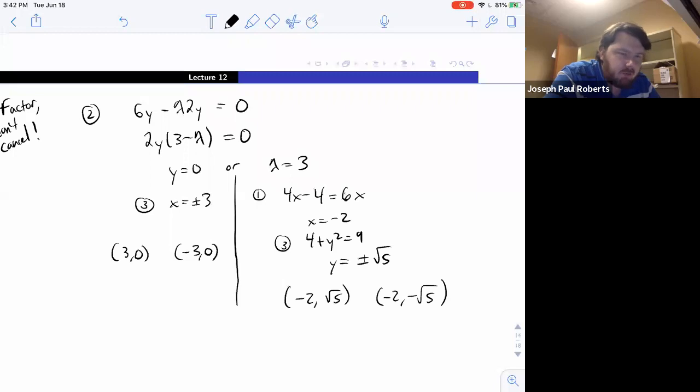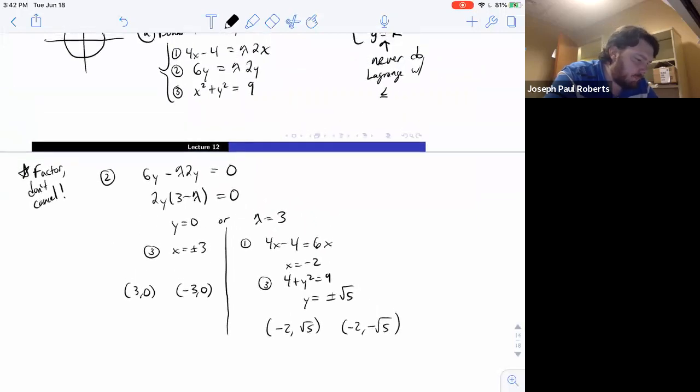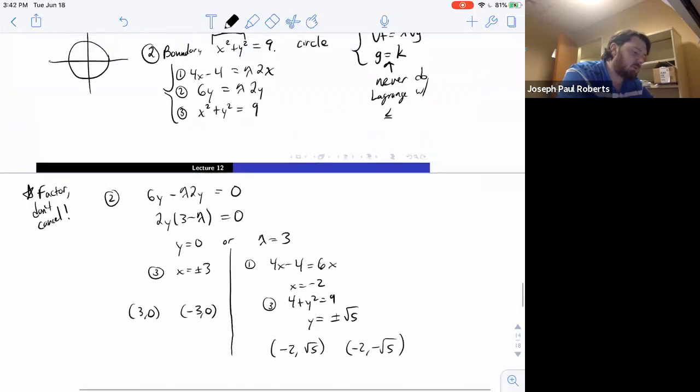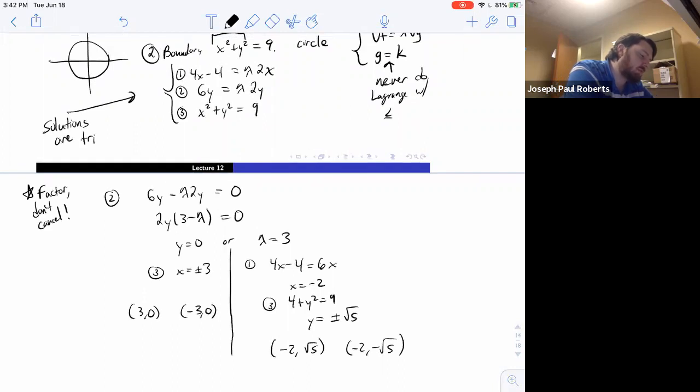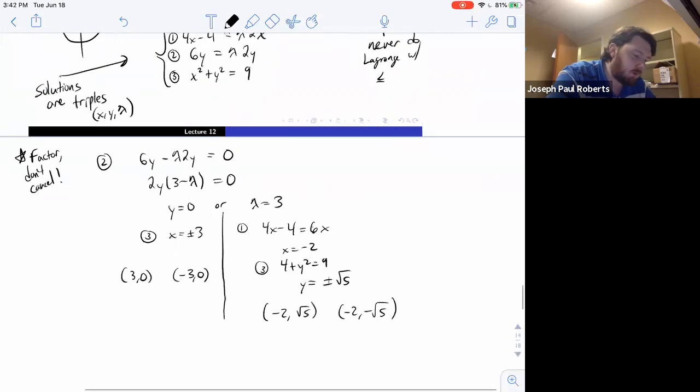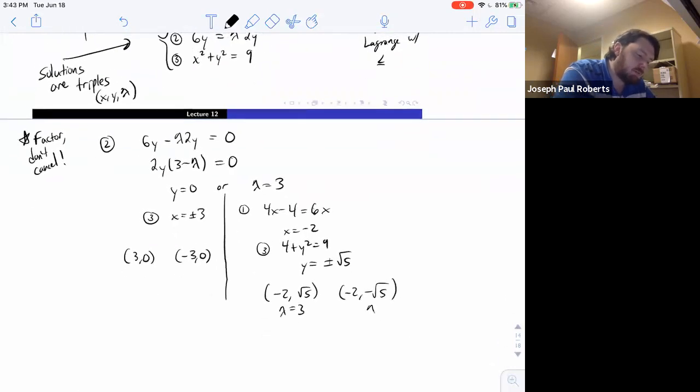And so you might be wondering, okay, why did I, once I got y is 0, go straight to equation 3? I didn't ever use equation 1. Is that okay? And the answer is yes, because technically solutions are triples, x, y, lambda. This is a system of equations for 3 variables, x, y, lambda. And so sometimes you'll find the lambda value on the way. So for those two solutions, lambda equals 3 was an intermediate step.